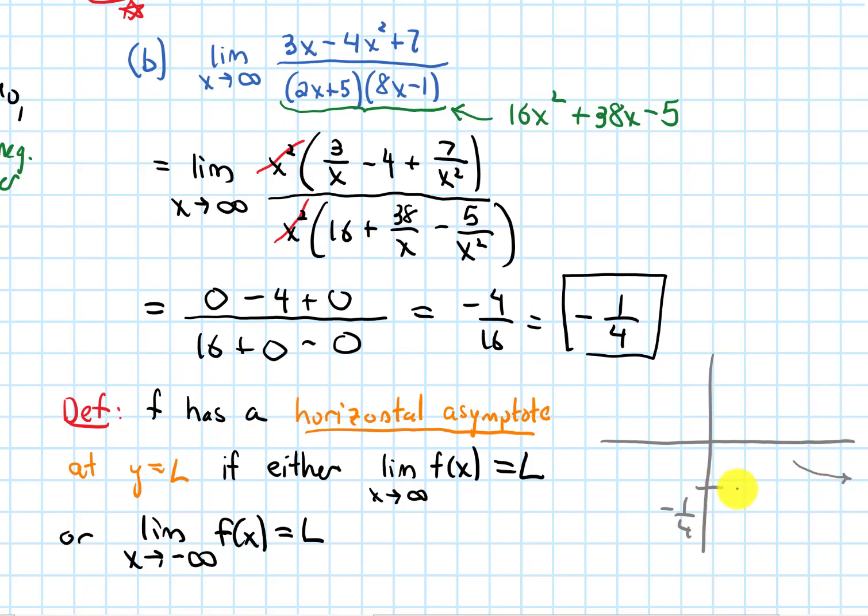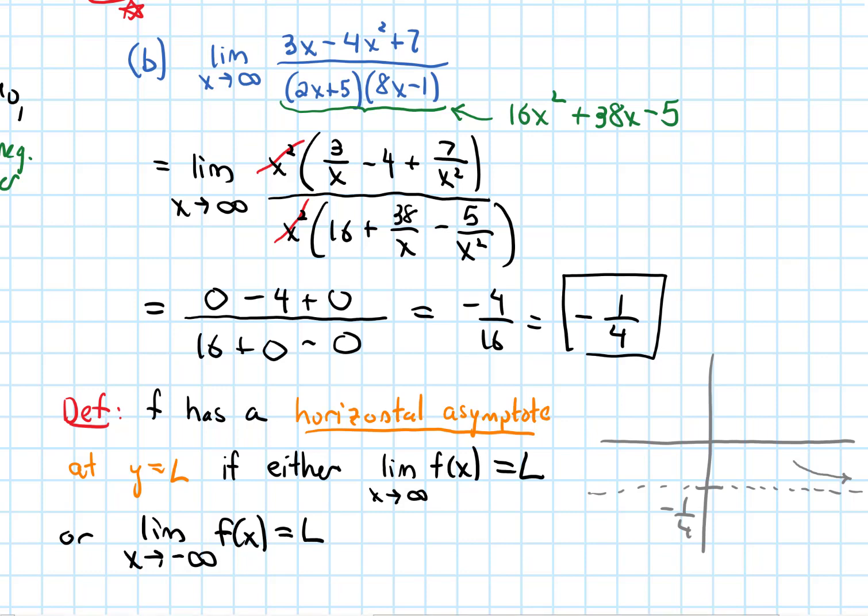But what's happening is it is asymptoting. As x gets really, really big, the y values get super, super close to this number. That is going to be our definition of a horizontal asymptote. So the function in part B has a horizontal asymptote at y equals negative 1/4. If I wanted to find all of the horizontal asymptotes, I would also need to take the limit as x approaches negative infinity. Well, let's write that better. As x approaches negative infinity of our function as well.